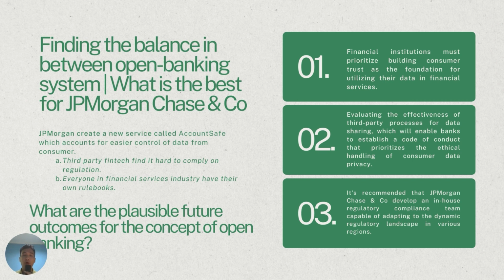So with all the positive benefits and also the downside effects or negative effects of the open banking system itself, also tied with the risk, what are the keys to finding the balance in the open banking system itself? As already mentioned in the previous slide, JP Morgan actually created a software to control data privacy, but it leads to more technical issues. So what are the plausible solutions for the concept of open banking itself?